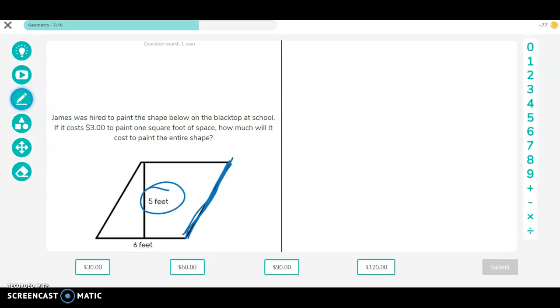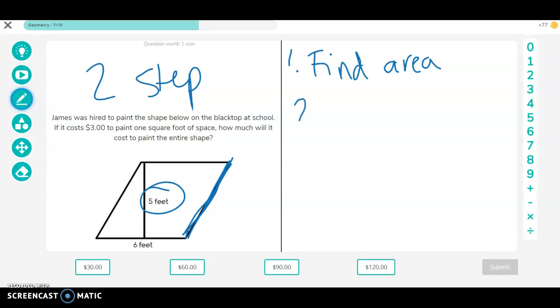So the same thing, this is your two-step type of problem. So 1, find area. 2, solve for the cost.